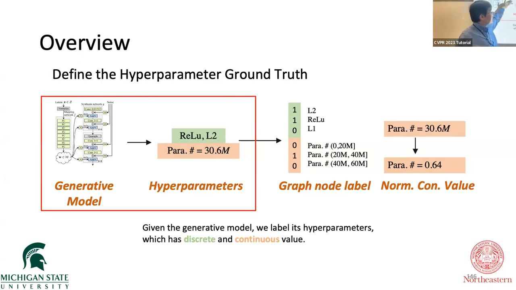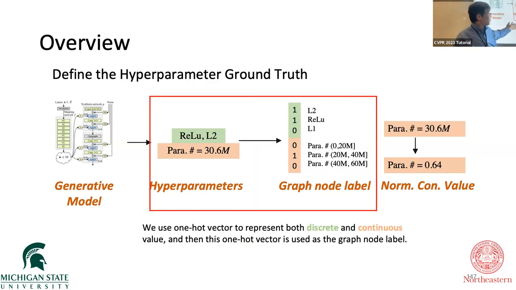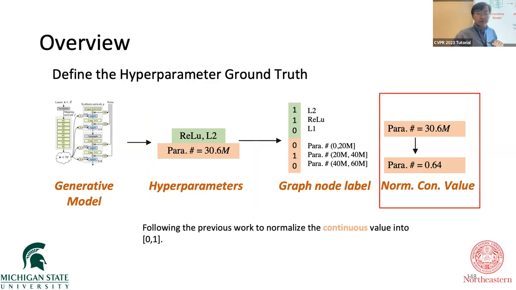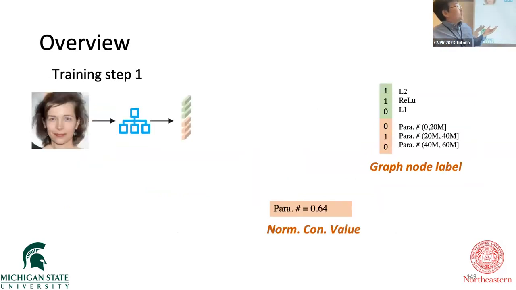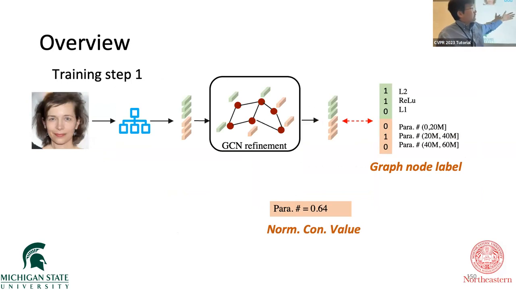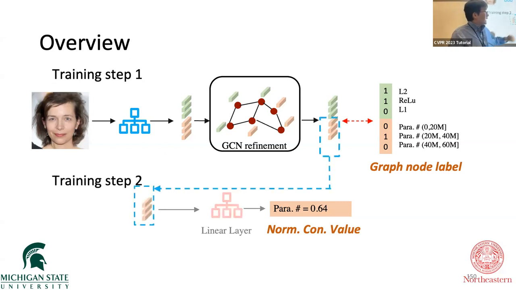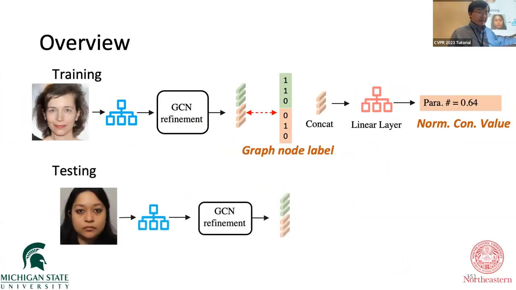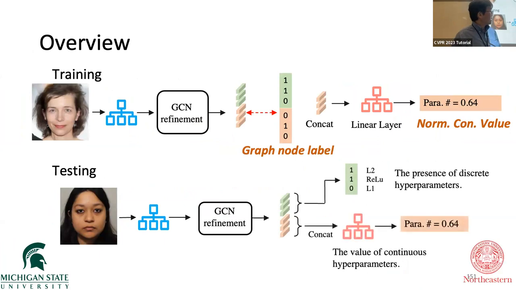The different colors indicate either continuous or discrete. And as I said, we use this one-hot vector to indicate the discrete as well as the continuous. And then finally, we convert them into continuous values. So in the actual training stage, we have a network getting feature vectors, and then the baseline will just directly estimate the one-hot vectors. But in our case, we have a graph convolutional network, this GCN refinement, to refine and eventually do a better job. And then in stage two, we do linear layer based regressions. Okay, so this is how we train the model. And during testing time, we basically do the same thing. As you can see, in testing we do this GCN, and then eventually for the continuous parameters, we do a linear network.